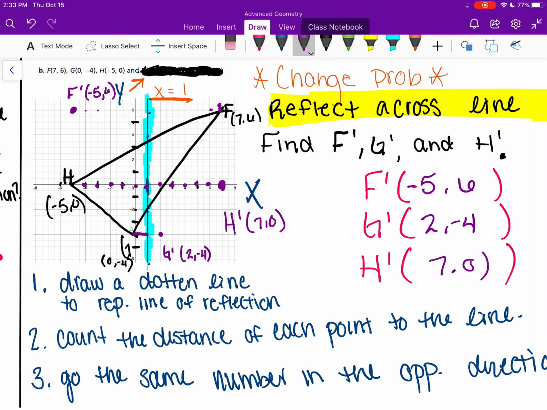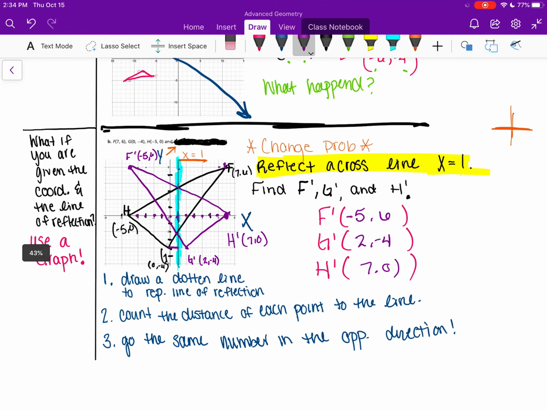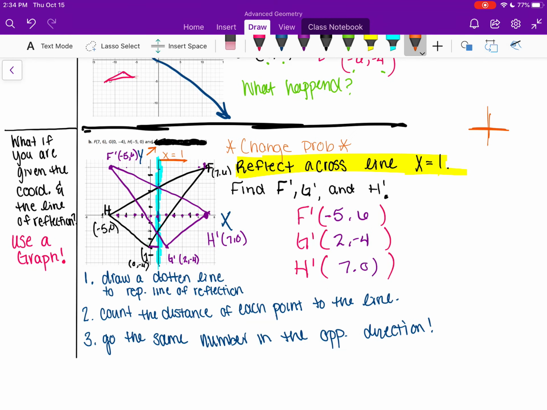And I could connect those dots, and you guys are going to see that we truly just reflected that triangle at that line at x equals 1. And so that is the best way to find your new vertices, which is your points right here, when you are given a horizontal or a vertical line of reflection, is to just draw a little graph, count the points, and there you go. That is section 3.1, reflections.